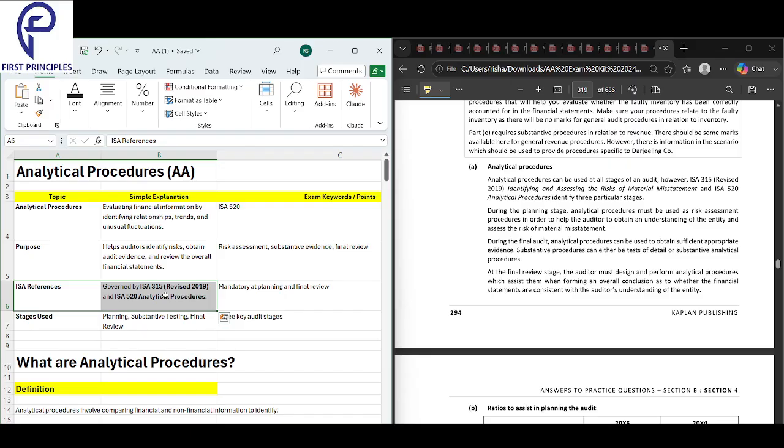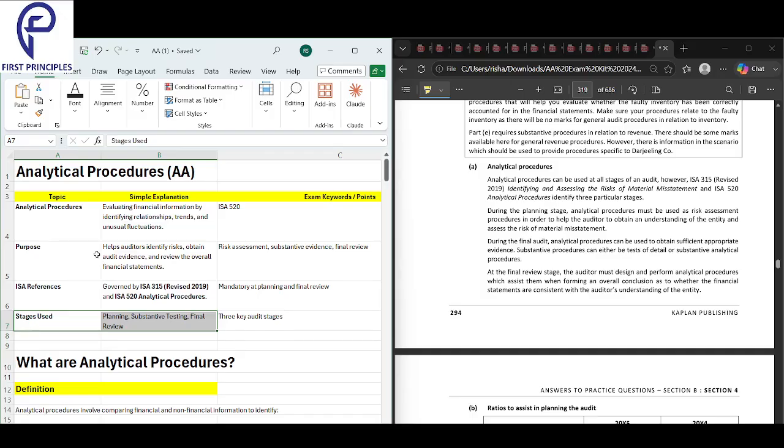Okay, ISA 315 and ISA 520 are your references. What is your reference? ISA 315 and ISA 520. What stages do you use? Planning stage. You use the analytical procedure during the substantive stage also, and you use it during the review stage.